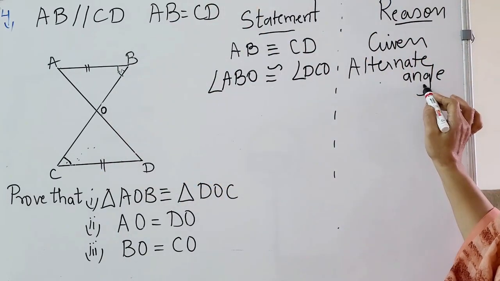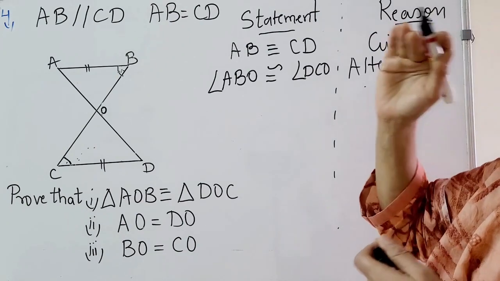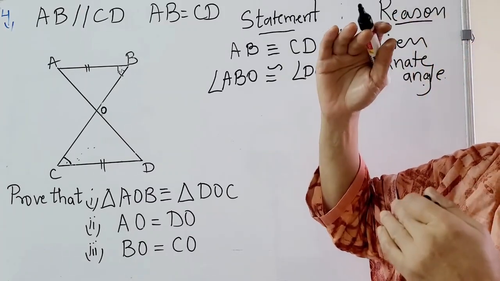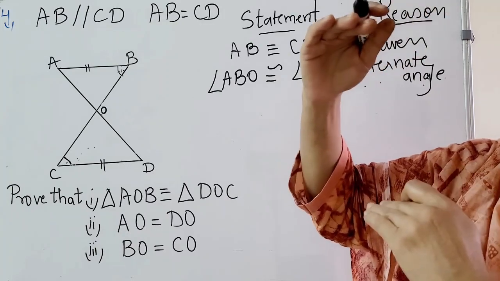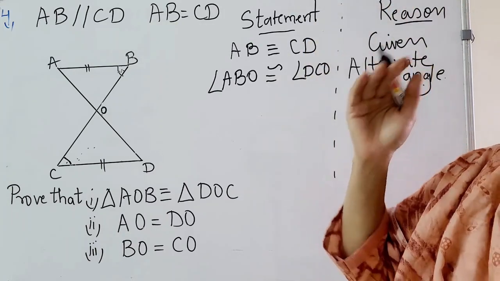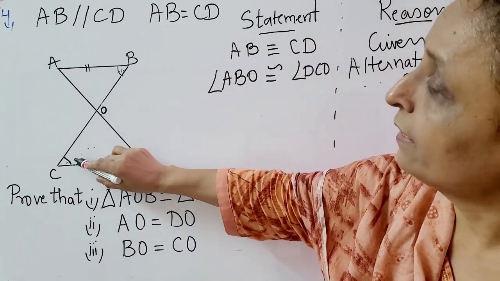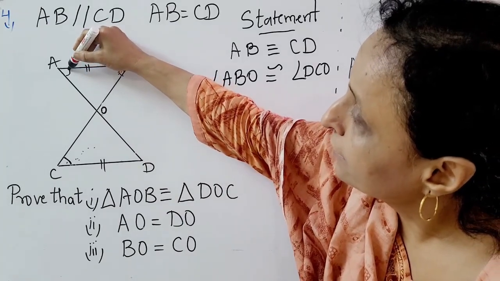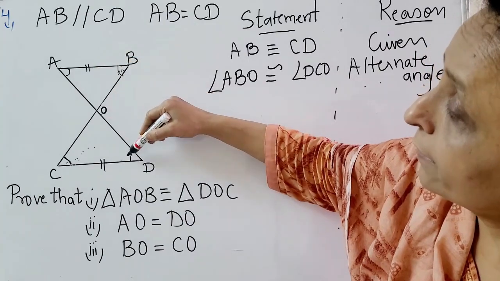So the reason you have written is that they are alternate angles. Alternate angles are formed by the intersecting line of two parallel lines. When two parallel lines are intersected by a line, they form alternate angles. So these are the alternate angles. In the same way, these two angles are congruent because they are alternate angles.